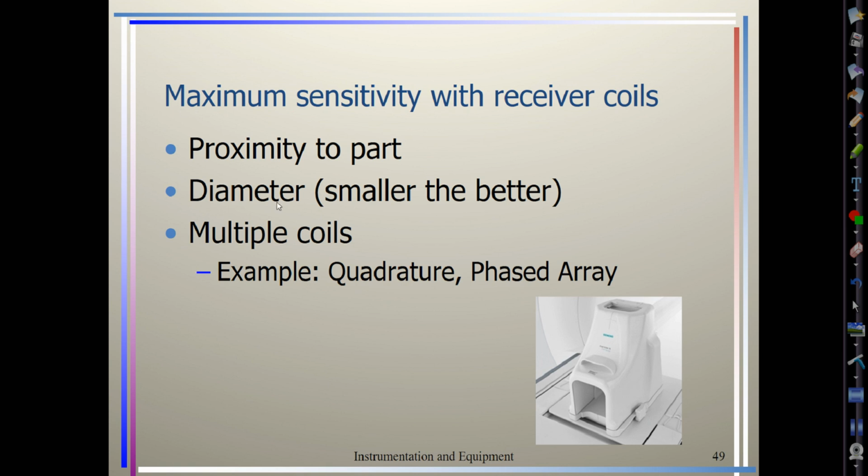The diameter: maximum signal with actually a smaller diameter. And that kind of goes back to our phased array. It's better to have smaller coils receiving the signal than larger coils. So smaller diameter, the better. And then if you can set it up so that you have multiple coils within that receiving coil, like with our quadrature, where they're perpendicular, and our phased array, where you have sections, that always increases sensitivity.